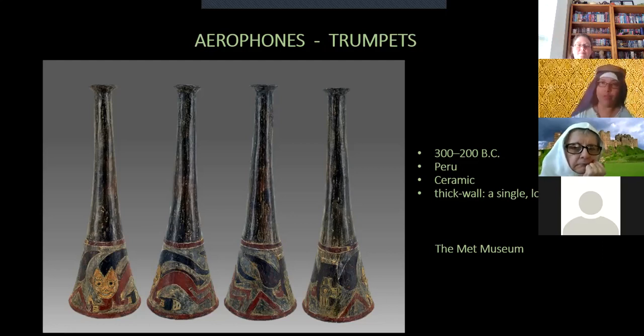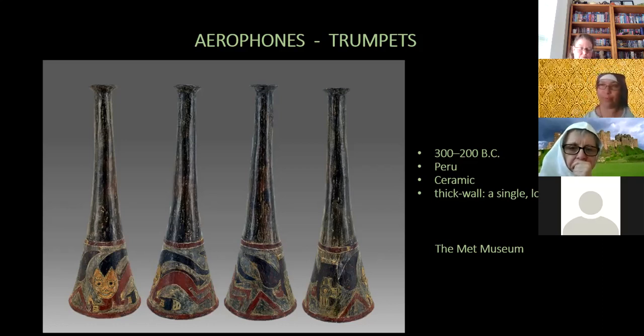So now we continue with the aerophones, and we're going to talk about the trumpets. I love these. These are super beautiful. This example is dated 300-200 BC. It's from Peru, and it's made out of ceramic. And it gives a very loud note. It's a single note. Remember that we talked about all the different sounds that some of the other aerophones were producing. This one is a single sound.